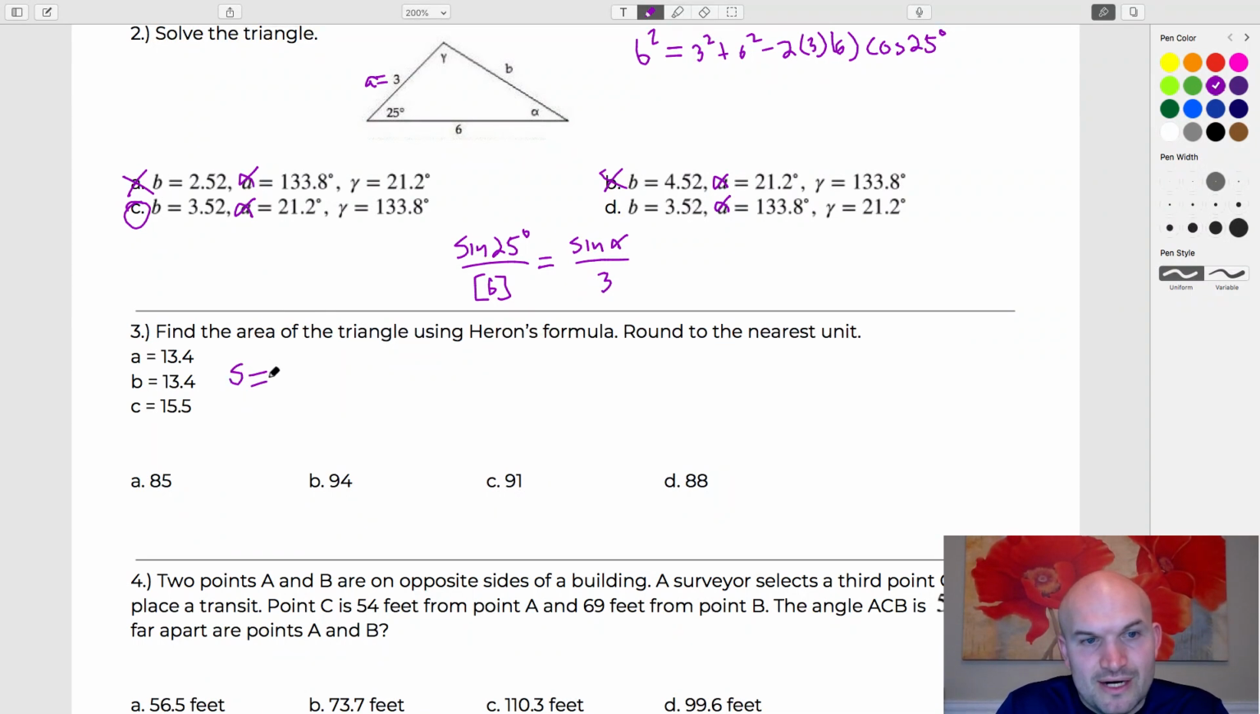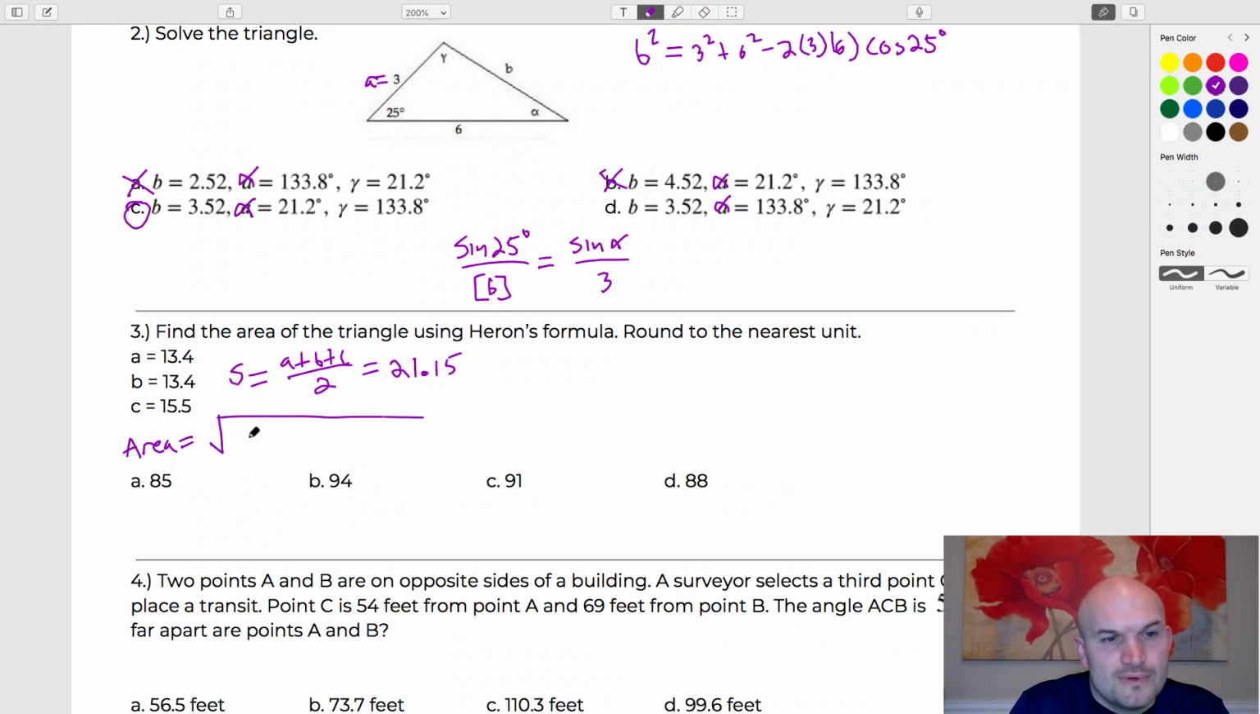Now, the important thing about Heron's formula is identifying S, which is basically the sum of the sides divided by 2. So in this case, when you do that, you get 21.15. All right. Now, Heron's formula is basically, so the area is equal to the square root of S times S minus A times S minus B times S minus C.